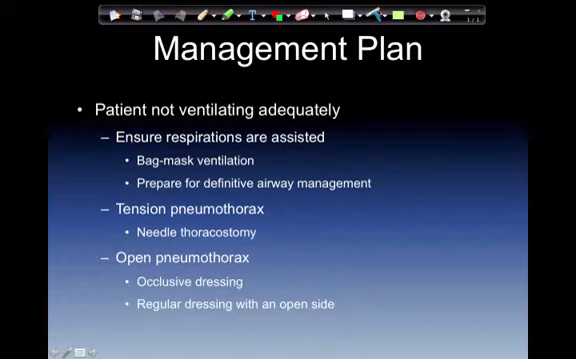Patient not ventilating adequately, ensure respirations are assisted with a BVM device or prepare for definitive airway management, and that means intubation. On a tension pneumothorax, we correct it immediately just over the third rib, mid-clavicular line is the best spot. At least a 5-centimeter needle should be utilized performing a needle thoracostomy.